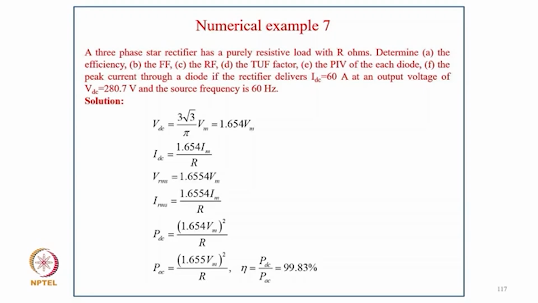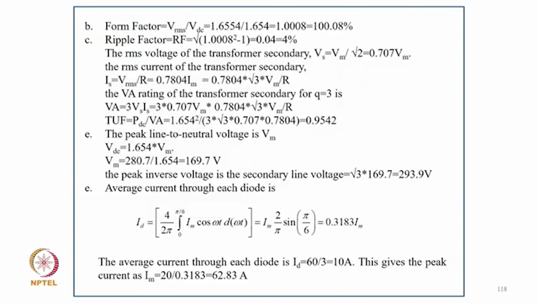So VDC equal to 3 root 3 Vm upon 2 pi, so it becomes 0.827 Vm, IDC equal to 0.827 Vm divided by R, VRMS is 1.6 Vm, IRMS 1.6 Im upon R, and PAC 1.6 square Vm upon R. So efficiency becomes PDC upon PAC, that's 99.83%. And the form factor is VRMS upon VDC, so it becomes 100.08, and ripple factor is 0.4, that is 4%.